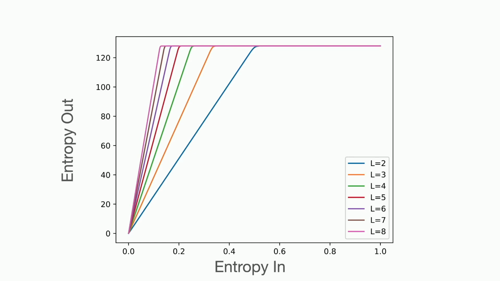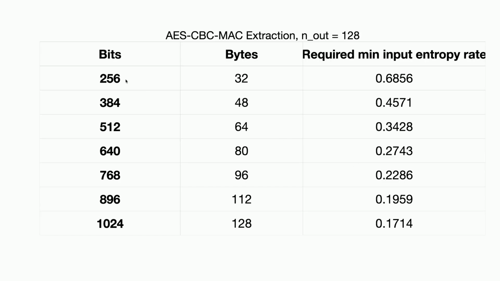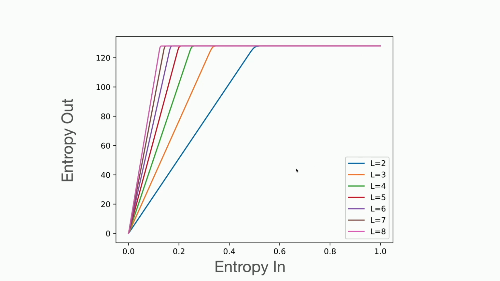If we plot this graphically, here L is the length of the input in blocks. So L equals 2 means 2 times 128 bits, or 256 bits. 3 is 3 times 128. So there are exactly these numbers: 256, 384, 512, and so on. The different colored lines represent the different amounts of data that we're putting into the entropy extractor. And here is the entropy out.